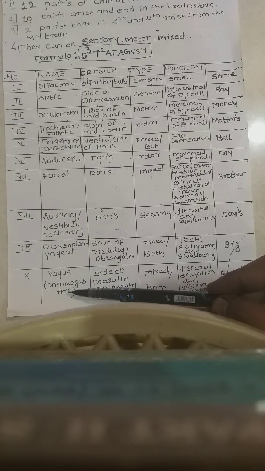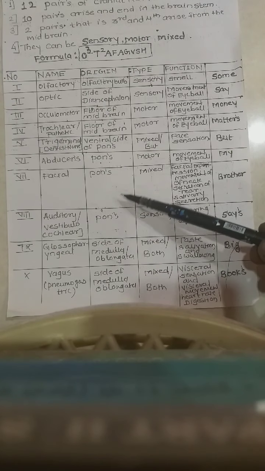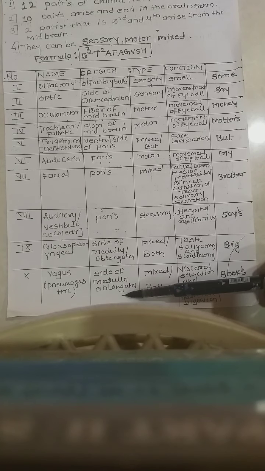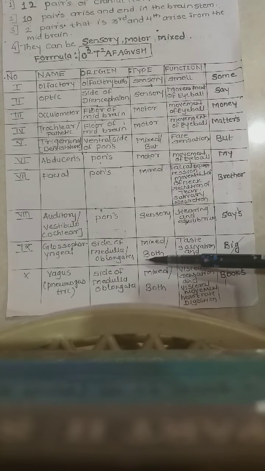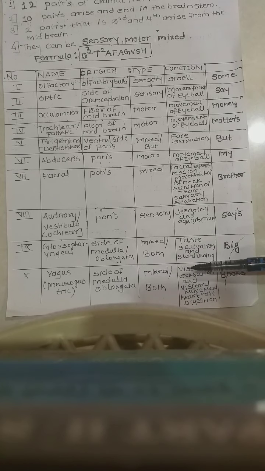Then 10th nerve, that is the vagus. That is also called pneumogastric. And the origin of the vagus is the side of medulla oblongata, and type of nerve is again mixed, and function is visceral sensation. This vagus is actually distributed in the visceral organs of our body, or inside the body. Visceral sensation, visceral movement, heart rate and digestion.